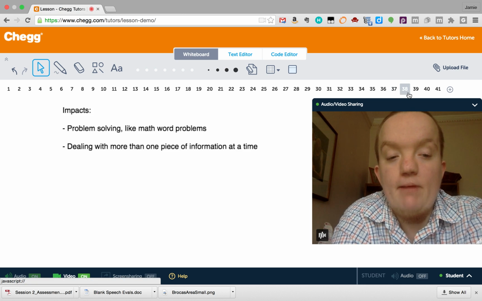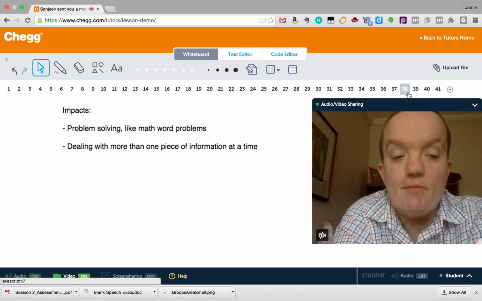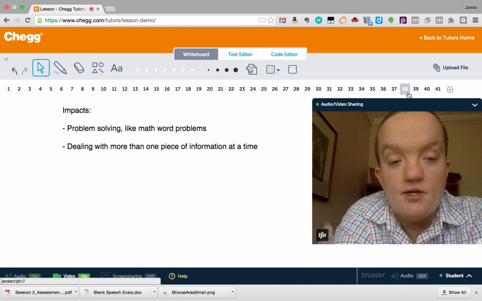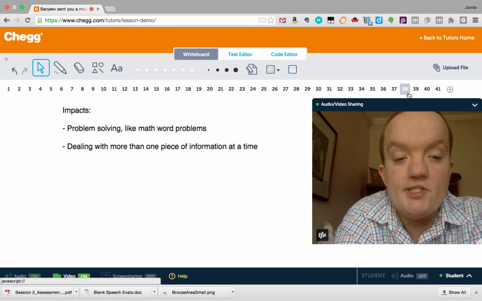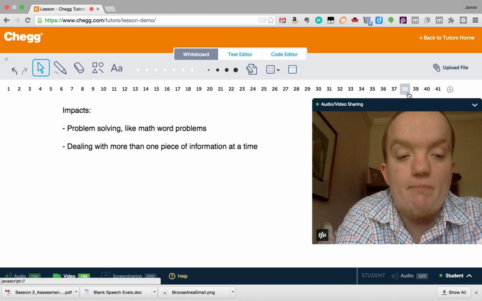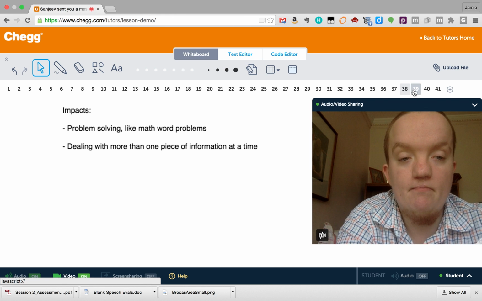Now, working memory impacts all sorts of things, from our ability to follow directions to problem solving, like multi-step problems, including math word problems. Really, fundamentally, it's our ability to deal with more than one piece of information at a time.